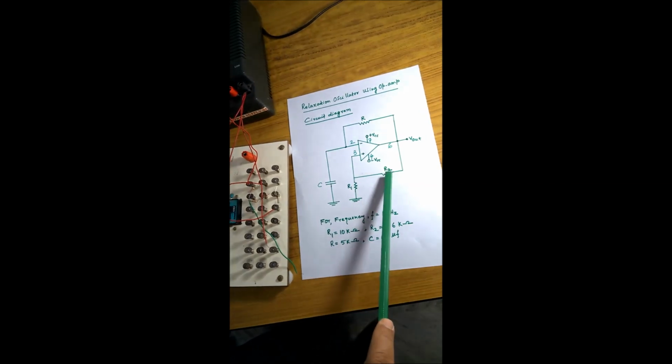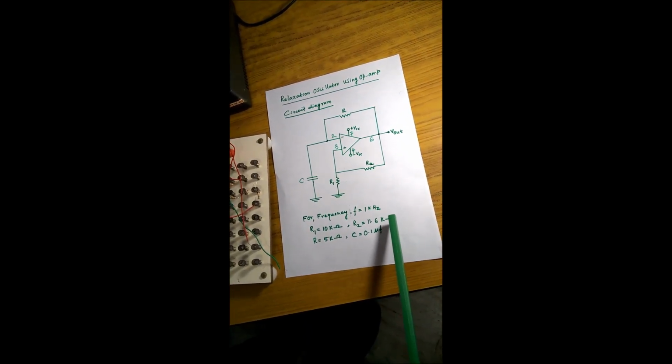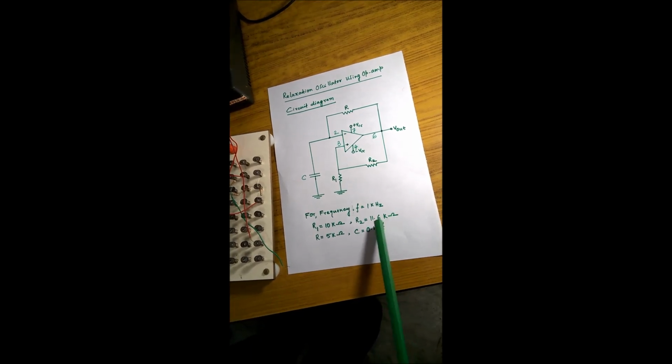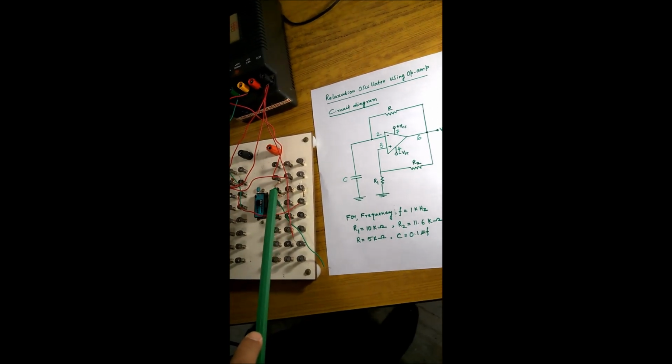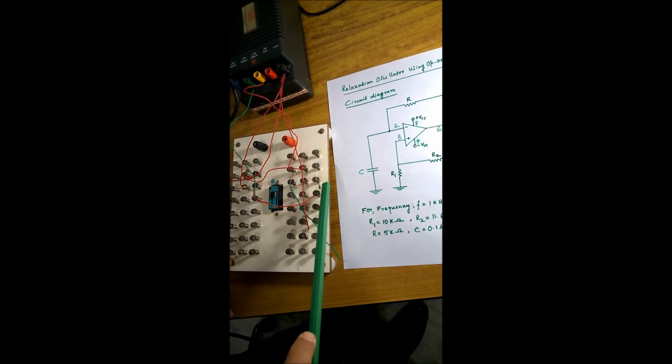Now coming to R2. R2 is 11.6k, and we don't have 11.6k in the lab. Therefore, what we have done is taken 10k plus 1k, so it becomes 11k, and then 560 ohm. Together it is approximately 11.6k. You can see here, this is the 10k, this is the 1k, and this is the 560 ohm.